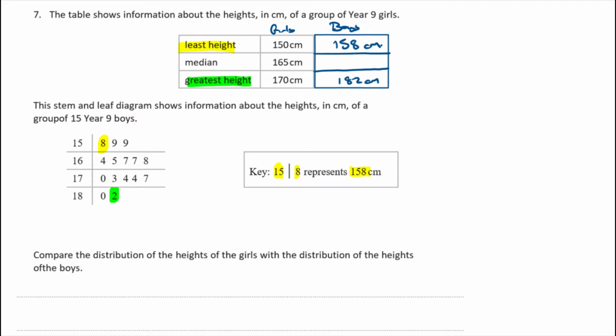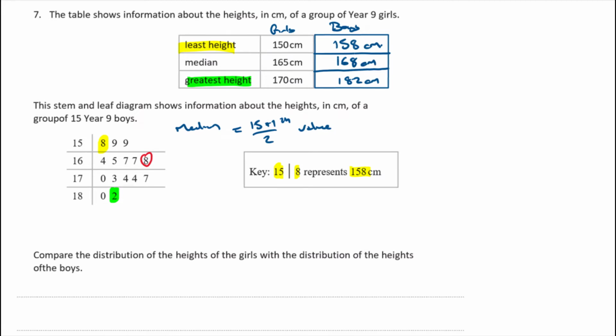Okay, and then the median is going to be, where's the median? So I've got 15 values. So the median is going to be the 15 plus 1 over 2th value, isn't it? We've got 15 values. Add 1 gives me 16. Divided by 2 is 8. So I need to count through my stem and leaf diagram and find the 8th leaf. 1, 2, 3, 4, 5, 6, 7, 8. It's that one there, isn't it? It doesn't matter which end you count from. I could count back from the top. Should lead me to the same point. So the median for the boys is 168 centimeters.